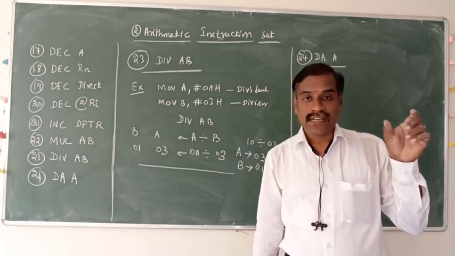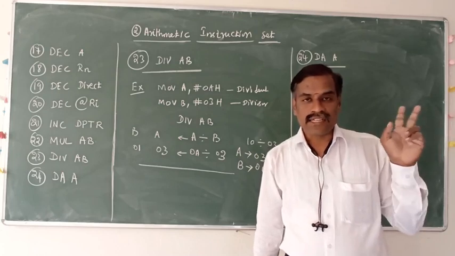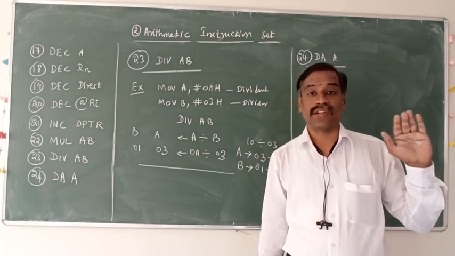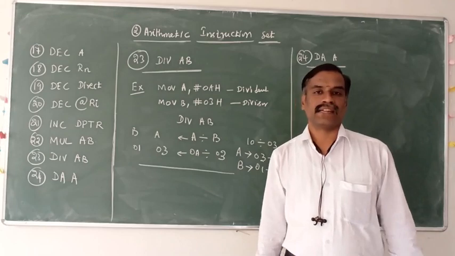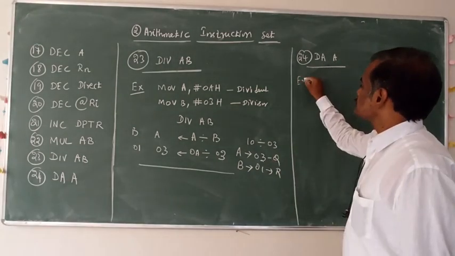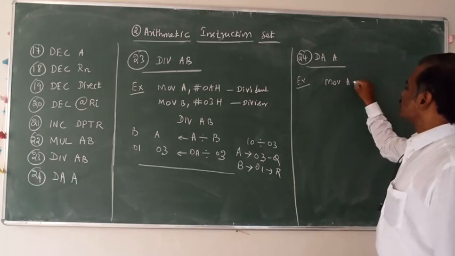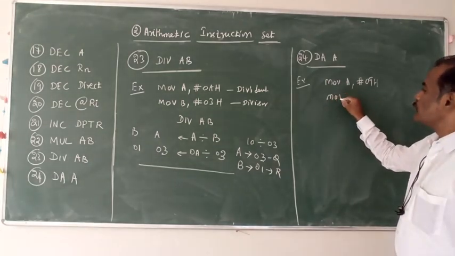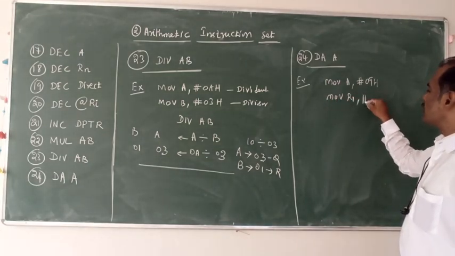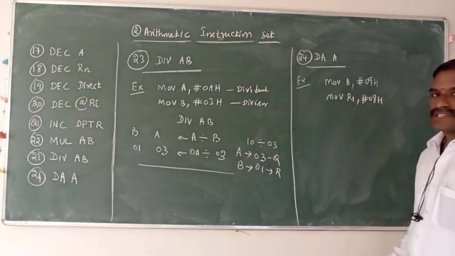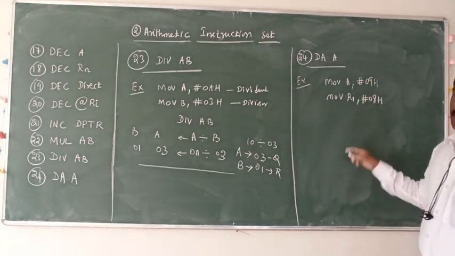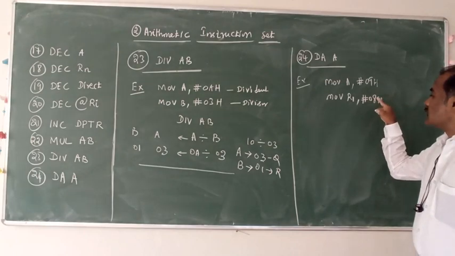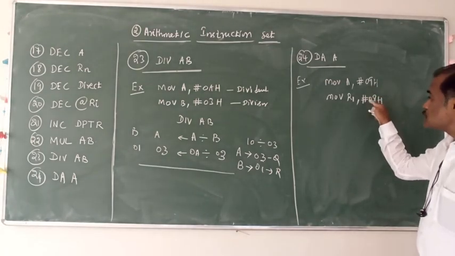Now to convert the hexadecimal value, it should be in the accumulator content, not some other content. It will adjust only the accumulator content. Okay. Example, MOV A, #09H and MOV R1, #08H. In accumulator 09 and register R1 08. Now to add these two data.